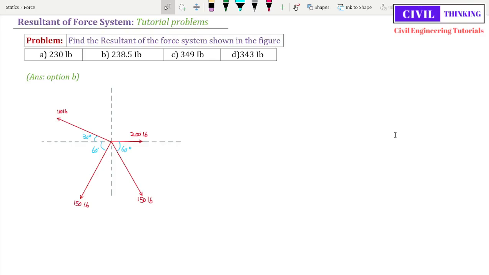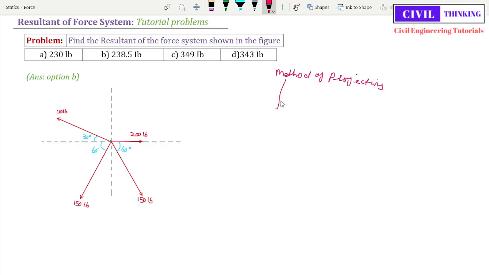Now coming to the problem, find the resultant of the force system shown in the figure. As we can see very clearly, we have a concurrent force system because all the forces are intersecting at this point. The best method to use to find the resultant of a concurrent force system is the method of projections.